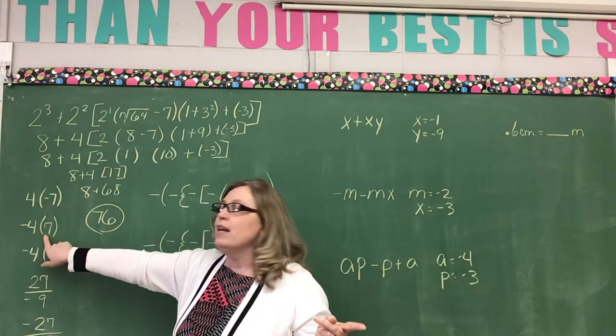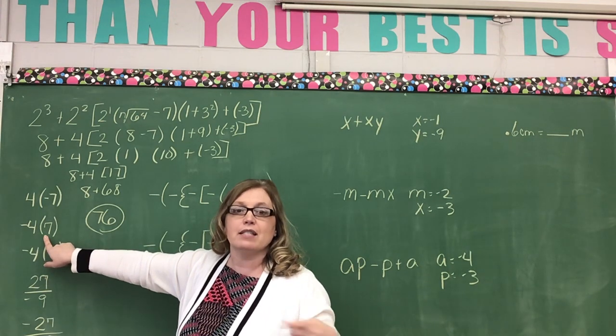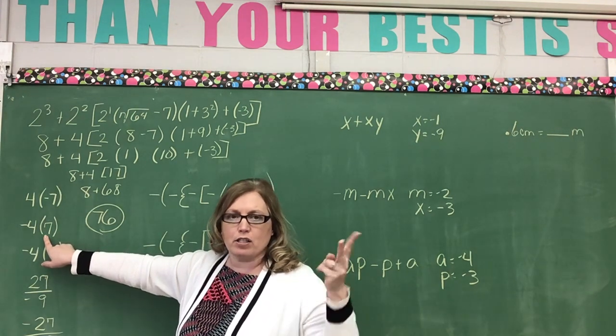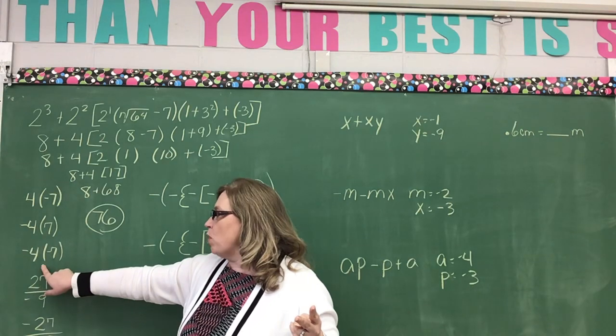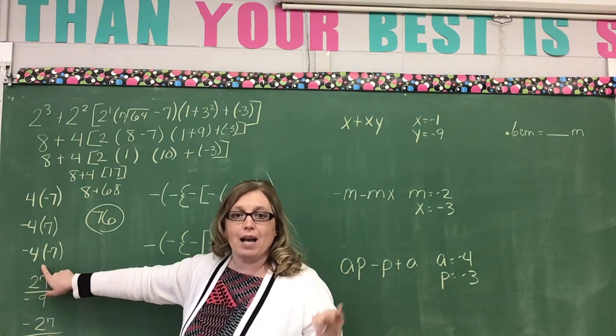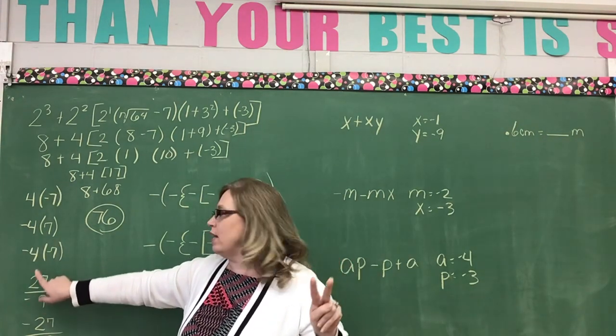Look at the next one. Negative 4 times positive 7 is negative 28. Again, our signs are different. Negative 4 times negative 7 is positive 28 because both signs are negative.